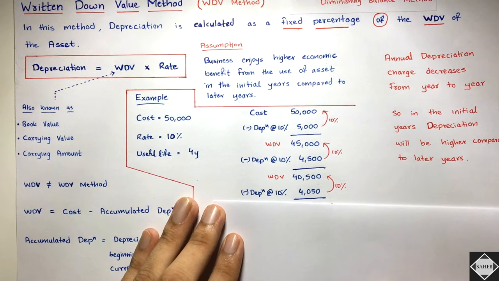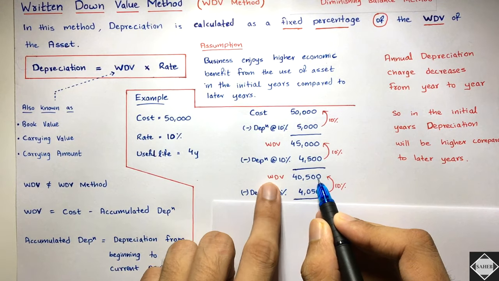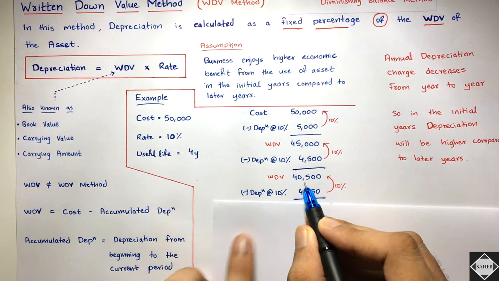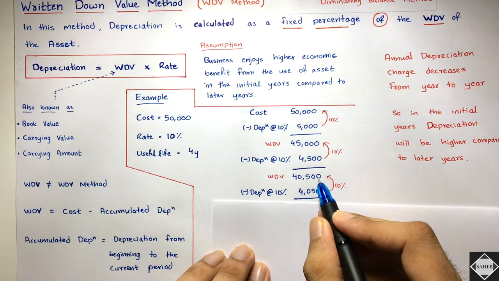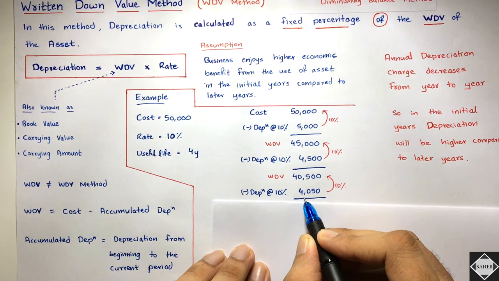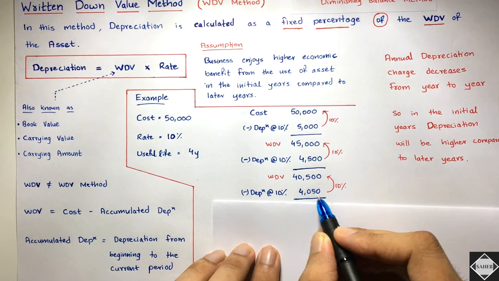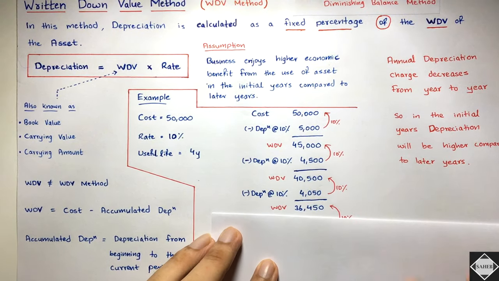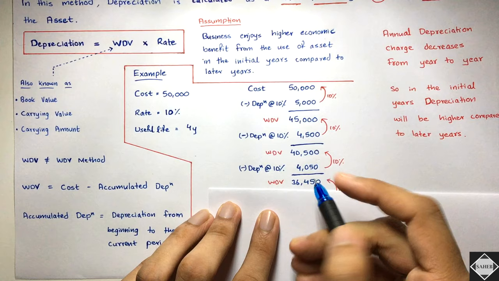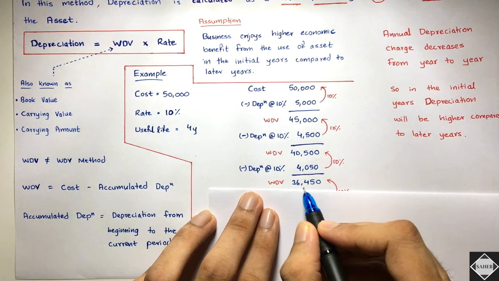Next, at the end of third year, what you will do then? Again, you will calculate the 10% depreciation on this WDV, the latest WDV, the latest book value, that is 40,500. So see, 10% on 40,500, that's equal to 4,050 rupees. Right, so 40,500 minus 4,050, that's equal to 36,450. Now this is the WDV, this is the written down value.